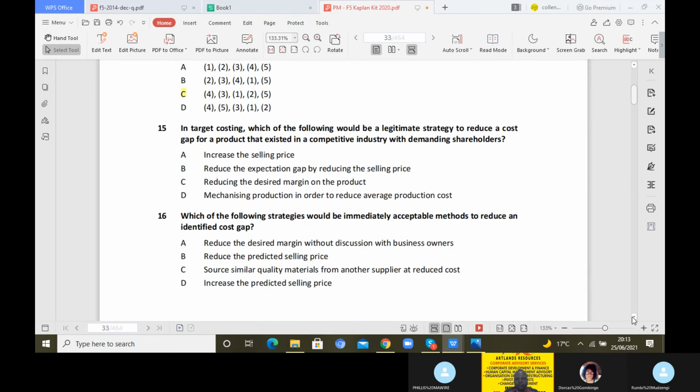In a target costing, which of the following would be a legitimate strategy to reduce the cost gap for a product that existed in a competitive industry with demanding shareholders? How can you reduce a cost gap if the industry is competitive and shareholders are demanding? If shareholders are demanding, it means you can't increase the profit required. If the industry is competitive, it means you can't increase the price. Otherwise, you will not have any customer.